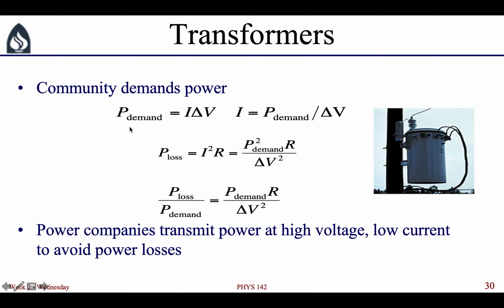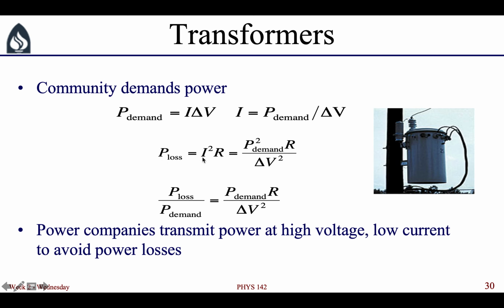So the community will have some power demand. They will need a certain amount of electrical energy that they are using, and we know that power is equal to current times voltage. So if we solve that for current, we can see that the current that is needed is equal to the power demand divided by the voltage. However, wires are not perfect conductors. They have some resistance, even though it's small, and so the wires used to transmit this power will heat up a little, and there will be some power that is lost.